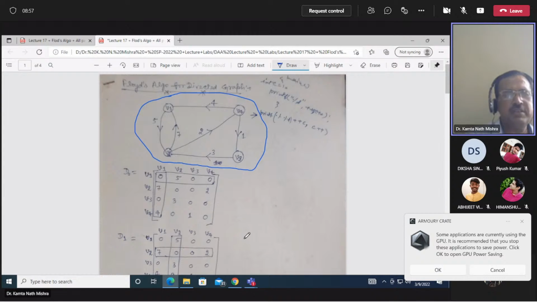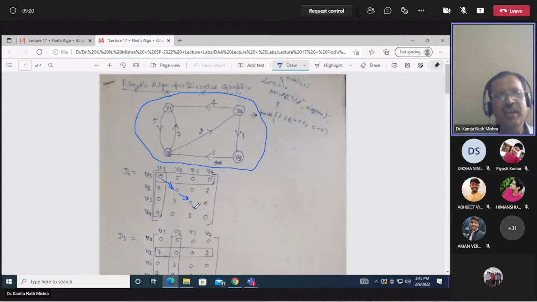And the first matrix is D0. D0 is the distance matrix. So remember what I said. What was rule 5? Rule 5 was: left diagonal will be 0. So if you are constructing distance matrix D0 or D1 or D2, always keep the left diagonal as 0.